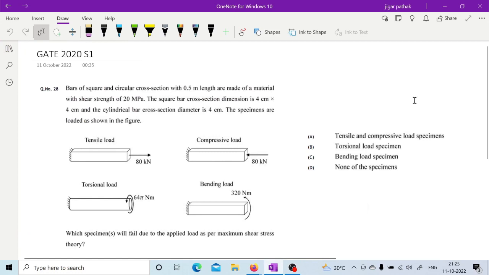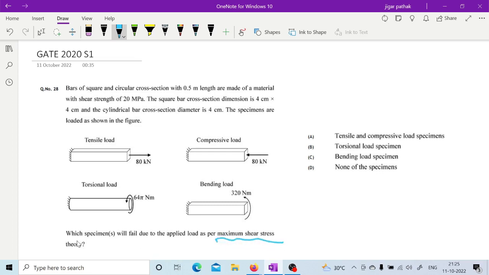Here the bars of square and circular cross section with 0.5 meter length are made of a material with shear strength of 20 megapascal. The square bar cross section dimension is 4 cm by 4 cm and the cylindrical bar cross section diameter is 4 cm. The specimens are loaded as shown in the figure. Which specimen will fail due to applied load as per maximum shear stress theory?